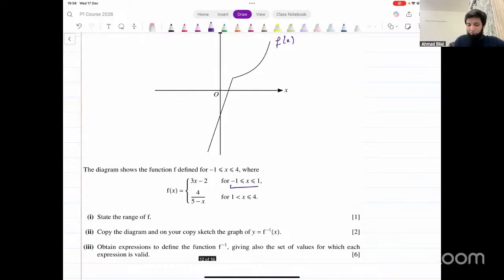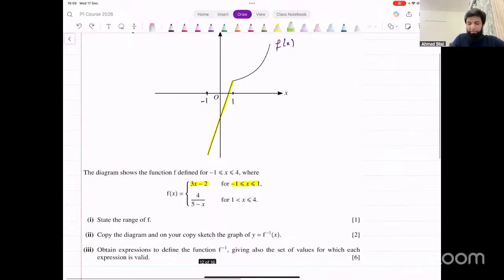From -1 to 1, it follows this expression, 3x minus 2. That's a straight line form, right? So that's this form basically, 3x minus 2. They're saying this is from -1 to 1. So that means on the x-axis, if this is -1, this is +1, this line represents 3x minus 2. Okay? Then the other part, the next part, is a curve, as you can see here.